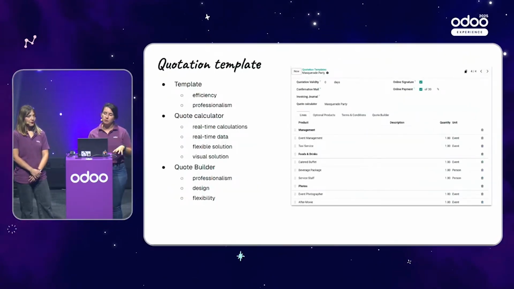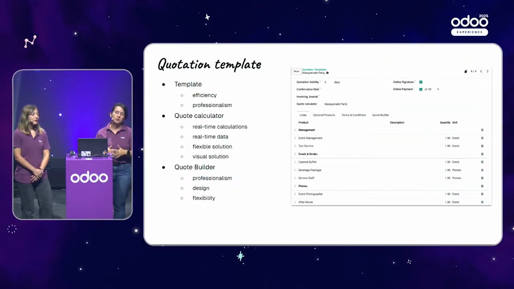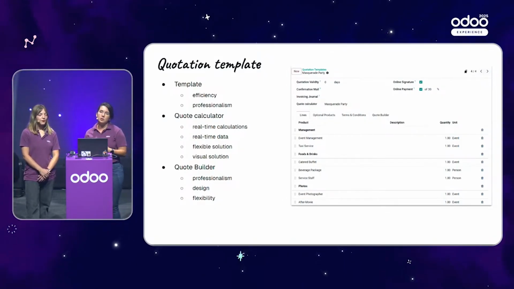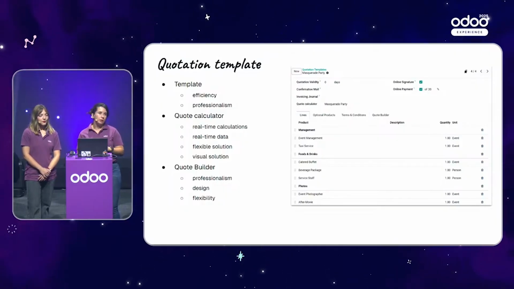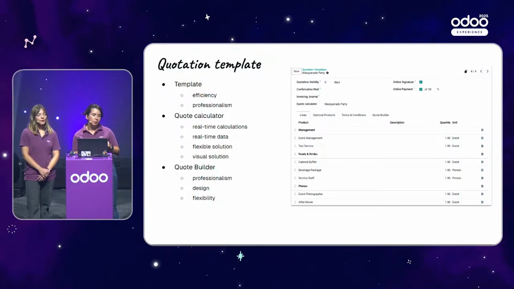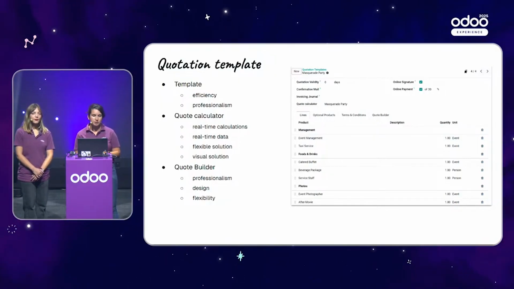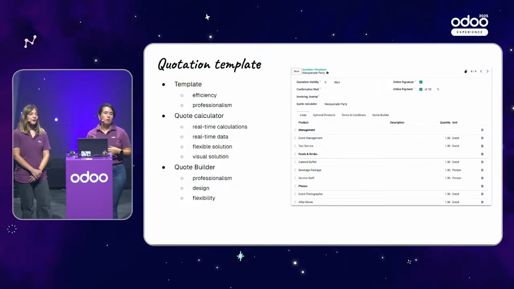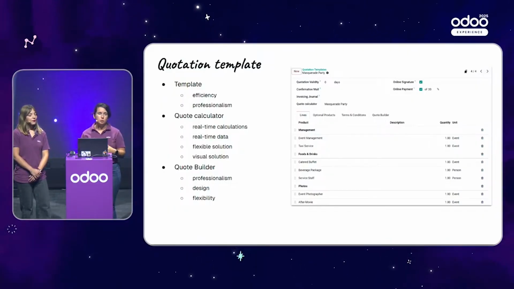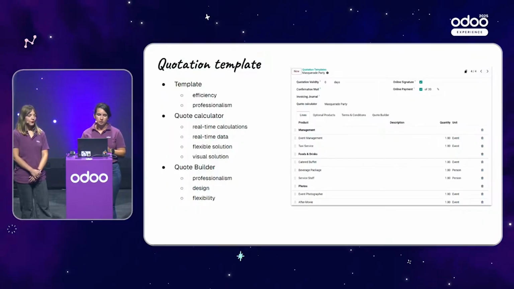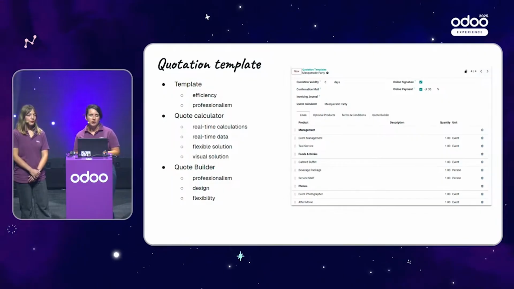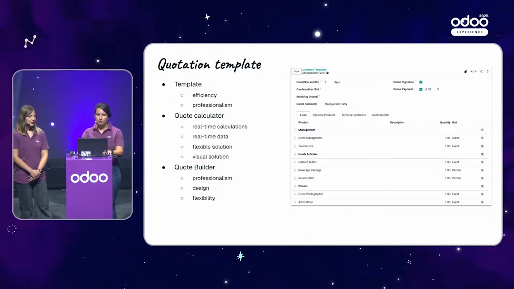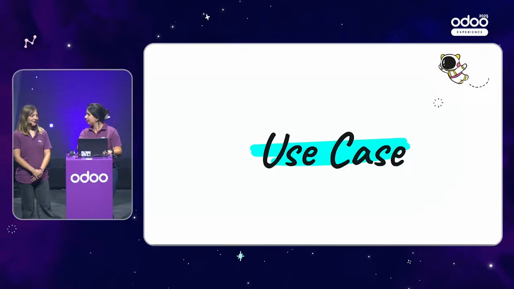Something else that will be a key feature in our demo is the quotation template. You will see that using quotation templates can really up your efficiency and give a more professional look to your quotes. To do this, we will use the quote calculators. It really allows real-time calculation with data directly from the database, and it allows flexible solutions for computation of price or something like this that could be more complex than just a regular fixed price. With the quote builder, it also allows you to have more design in your quote and a professional look to it.